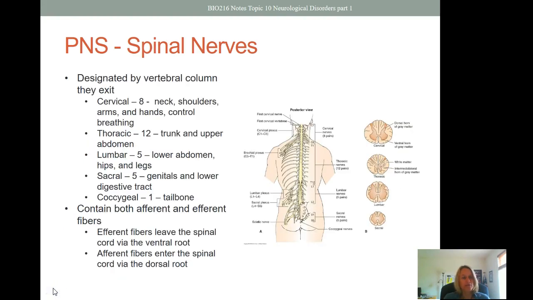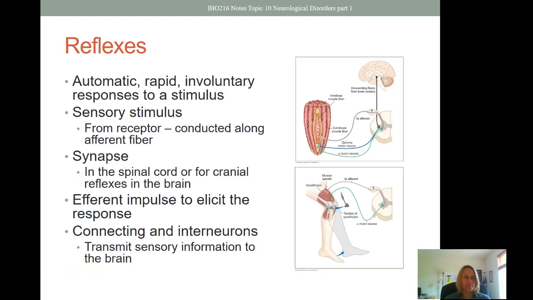Okay, and the spinal nerves. There's 31 pairs of these, and they are designated by the vertebral column that they exit. For instance, we have 8 cervical nerves, 12 thoracic, 5 lumbar, 5 sacral, and 1 coccygeal. As I mentioned, all the spinal nerves contain both motor and sensory nerve fibers, both efferent and afferent nerve fibers.